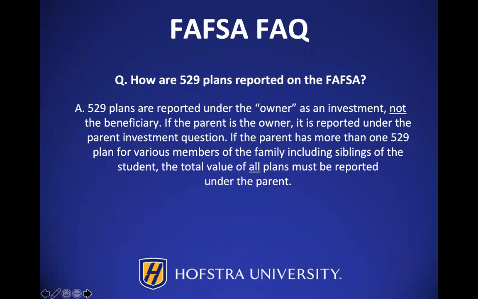So how are 529 plans reported on the FAFSA? A 529 plan is reported under the owner as an investment, not the beneficiary. If the parent is the owner, it is reported under the parent investment question. If the parent has more than one 529 savings plan for various members of the family, including siblings of the student, the total value of all plans must be reported under the parent.